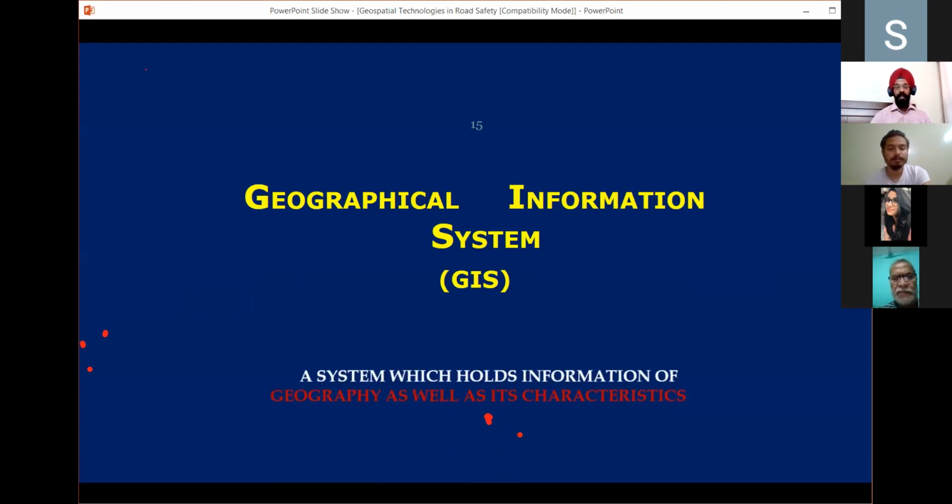When we talk about GIS, it is a system which holds information of geography as well as its characteristics. Remember here, when I'm talking about GIS, geography means X, Y, and Z.